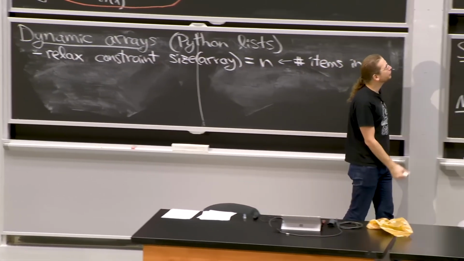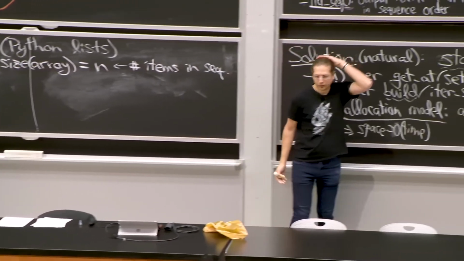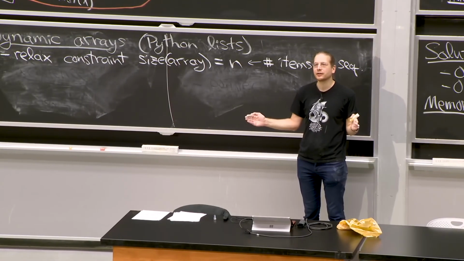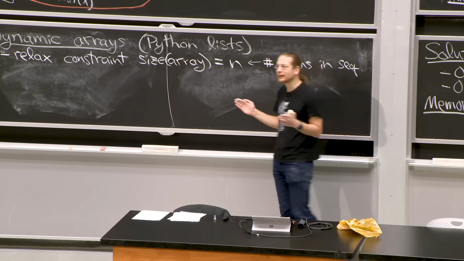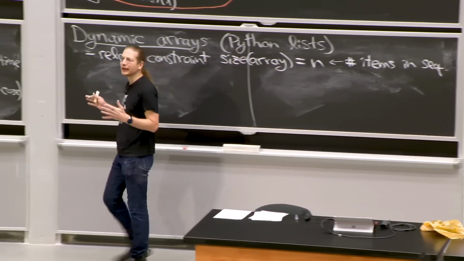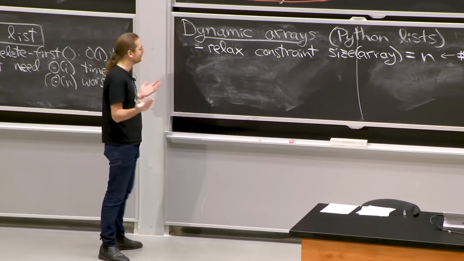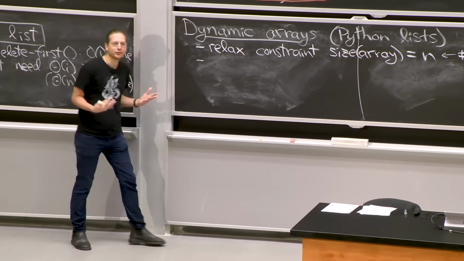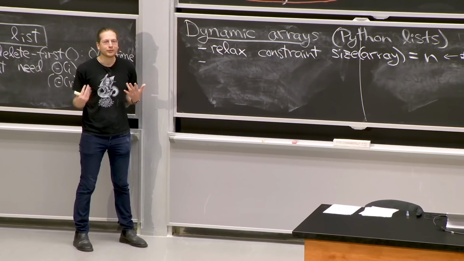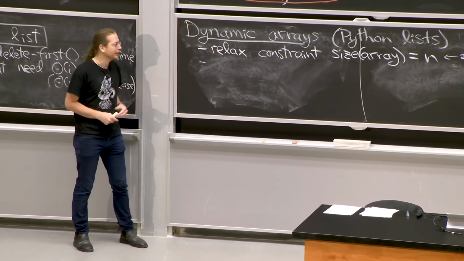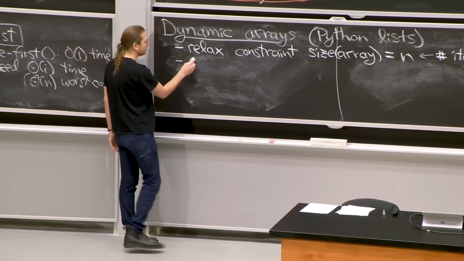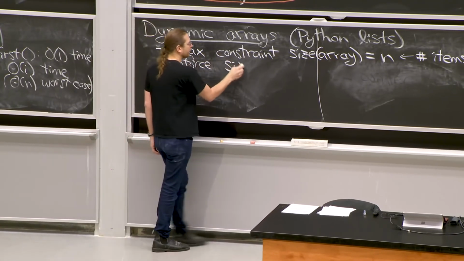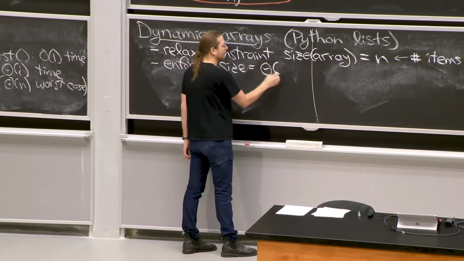Okay, remember in the sequence problem, we're supposed to represent n items. With a static array, we allocated an array of size exactly n. So let's relax that. Let's not make it exactly n. Let's make it roughly n. How roughly? You can think about for a while. But from an algorithm's perspective, usually when we say roughly, we mean throw away constant factors. And that turns out to be the right answer here. It's not always the right answer. But we're going to enforce that the size of the array is theta n.